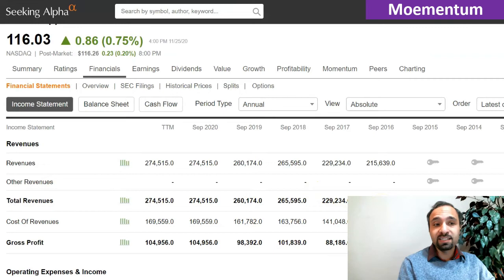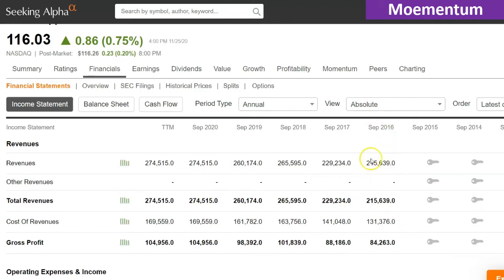What you would like to see, hopefully, for a company is that they're showing consistently growing revenue over time. So let's see if that's the case for Apple. Back in the fiscal year 2016, ending in September 2016, Apple was showing $215 plus billion in revenue. Next year, it went up to 229 billion, then 265 billion. The next year, in 2019, it went down a little bit, but not by so much, showing 260 billion. Then this year, it's gone up and showing $274 billion.